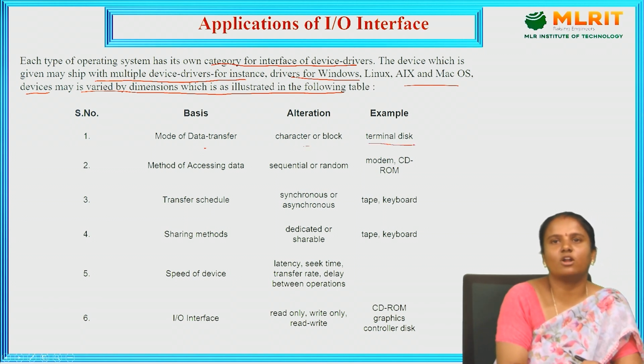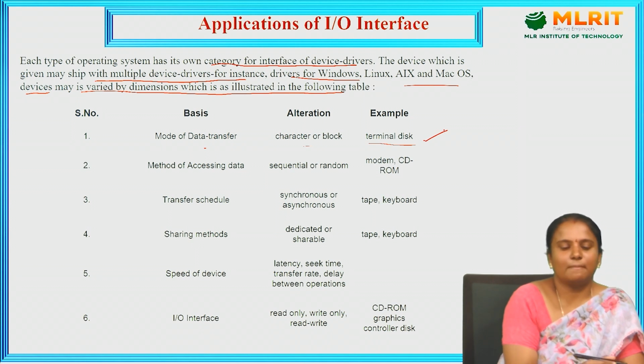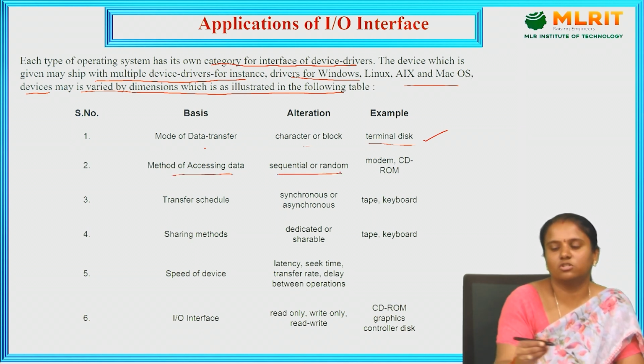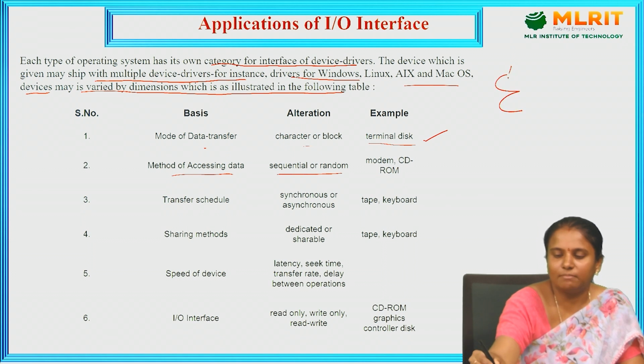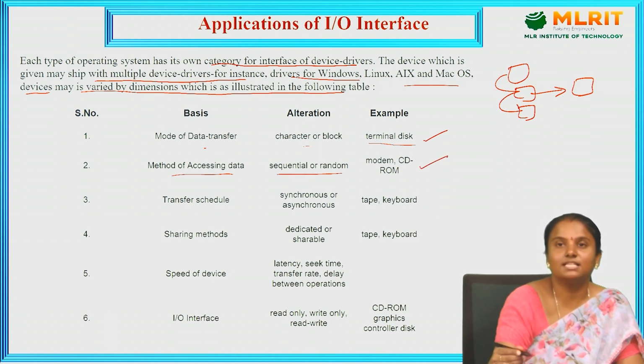When it is the mode of data transfer, the alteration is character or block, and an example is terminal or disk. Then what is the method for accessing data? It may be sequential or random. So one after the other can be checked sequentially, or you can directly say this file. So sequential access or random access. Example is modem or CD-ROM.